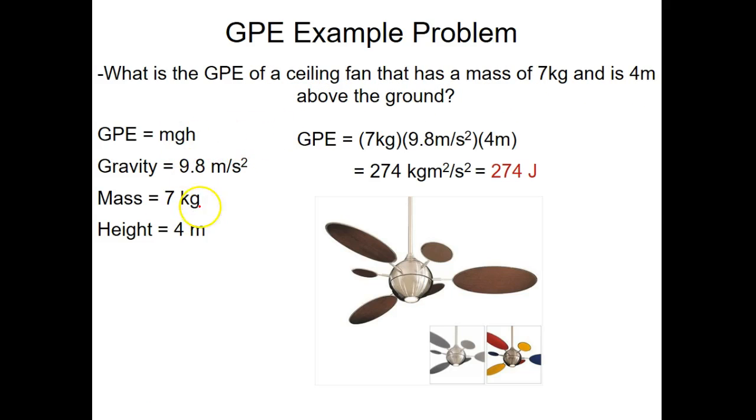Well, I write down everything I've got. I write my equation, gravity, there's the mass, and the height. Notice how they don't give you the gravity. You have to know that. Well, all I have to do is plug in 7 kilograms, which is the mass, 9.8 meters per second squared, which is the acceleration it would fall if it fell off the ceiling, and the height. Combined, it has a total gravitational potential energy of 274 joules.